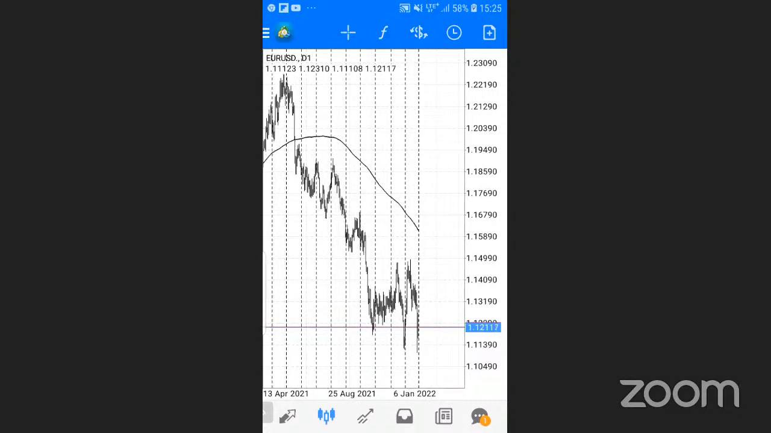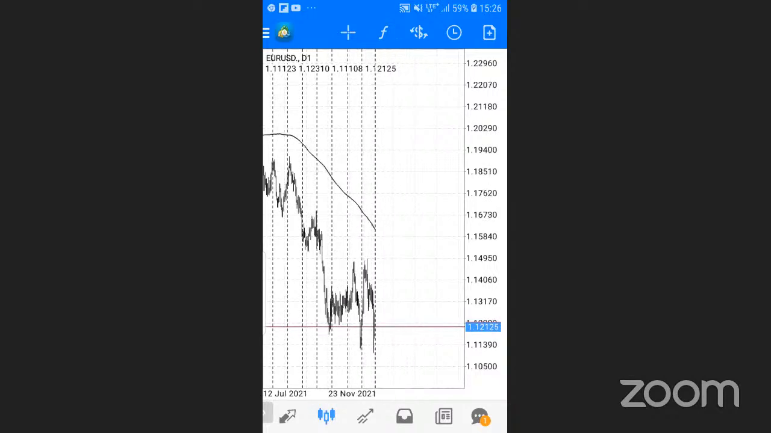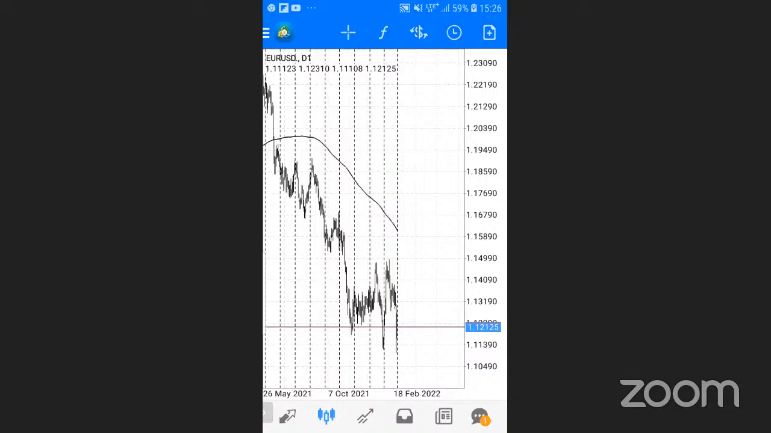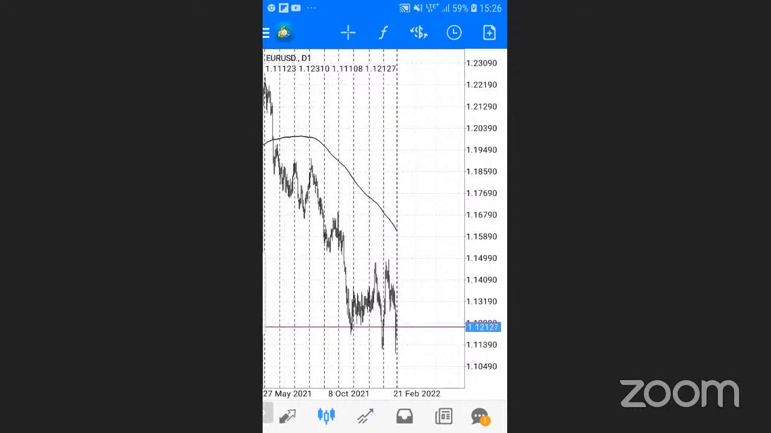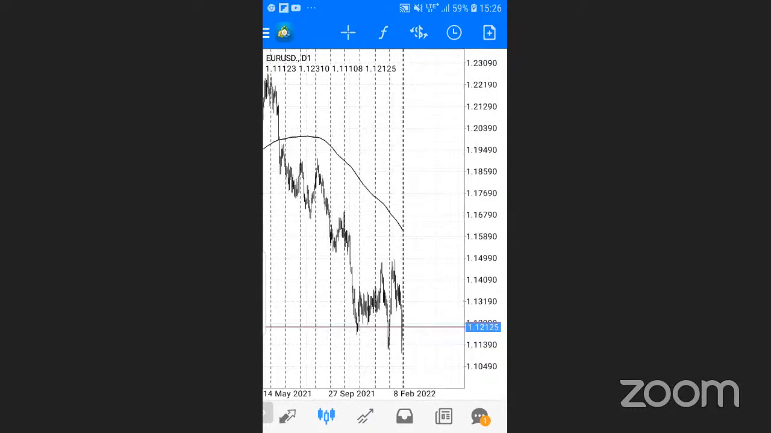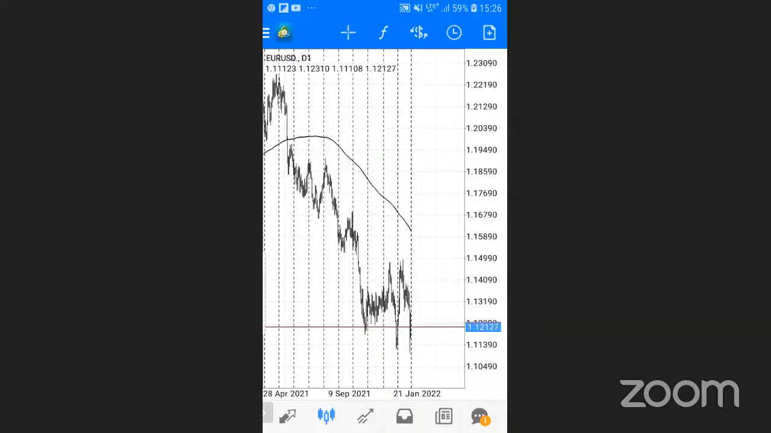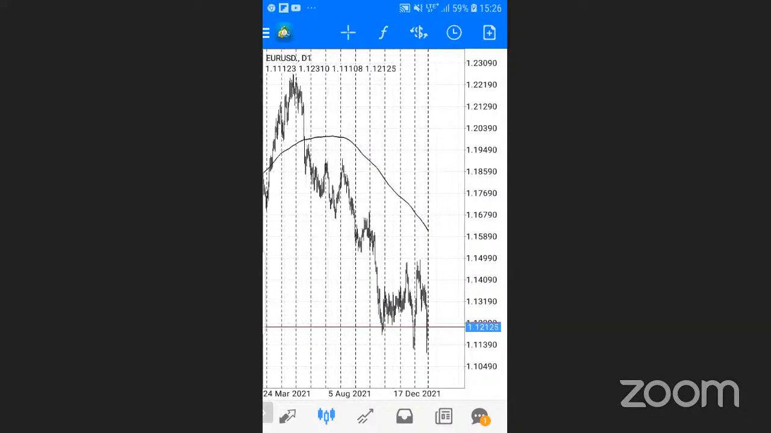Now, what information is this giving me? It shows me that based on daily time frame, Euro USD is a downtrending market. Why? Because my price is below my 200 period moving average.